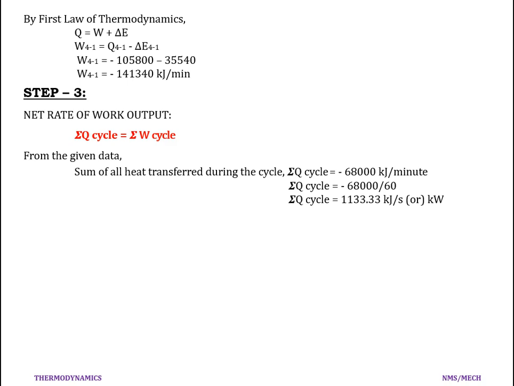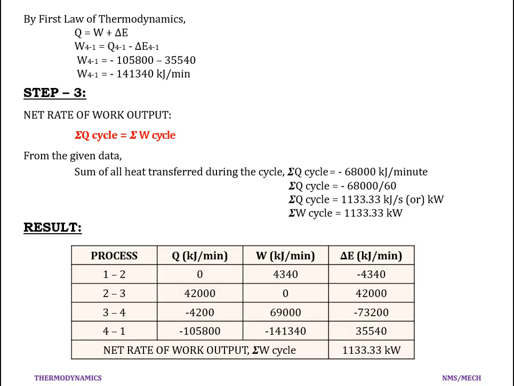Okay, now this is the value of work output for the cycle. As a result, you fill the unknown values in the given table. So now the table is all filled. This is the net rate of work output for the cycle, and we can finish the problem by entering the result in the given table.